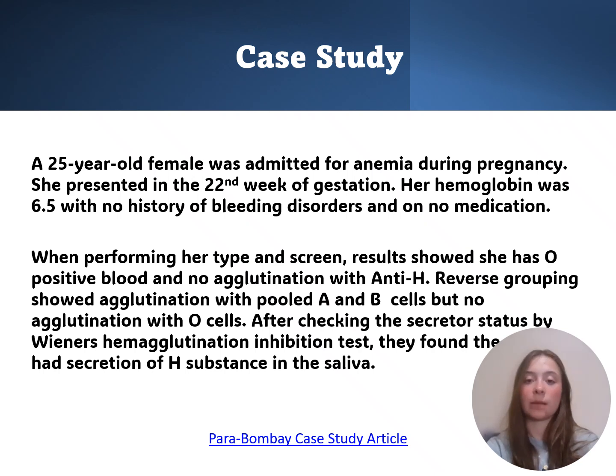When performing her type and screen, results showed she has O positive blood and no agglutination with anti-H. Reverse grouping shows agglutination with pooled A and B cells, but no agglutination with O cells. So what this looks like is a normal group O, but the no agglutination with anti-H shows that she has no H antigens. And then it goes on to say, after checking the secretor status by Weiner's hemagglutination inhibition test, they found she had secretion of H substance in her saliva.